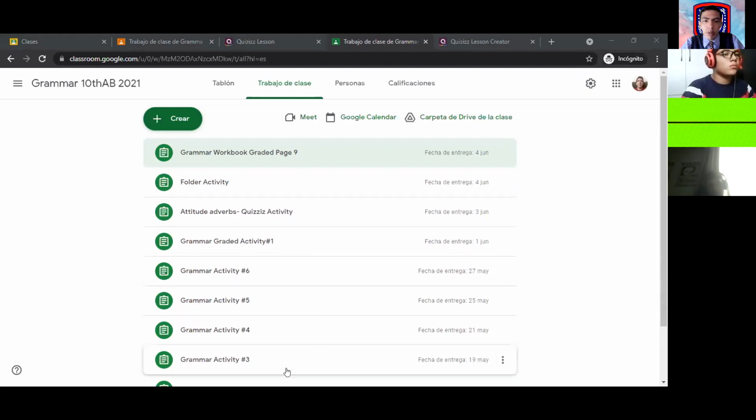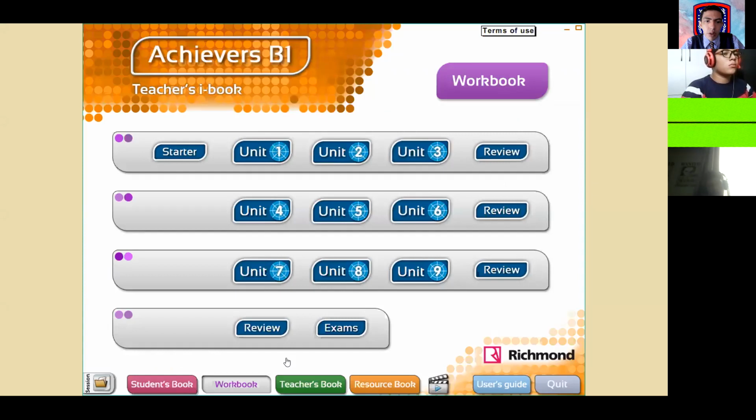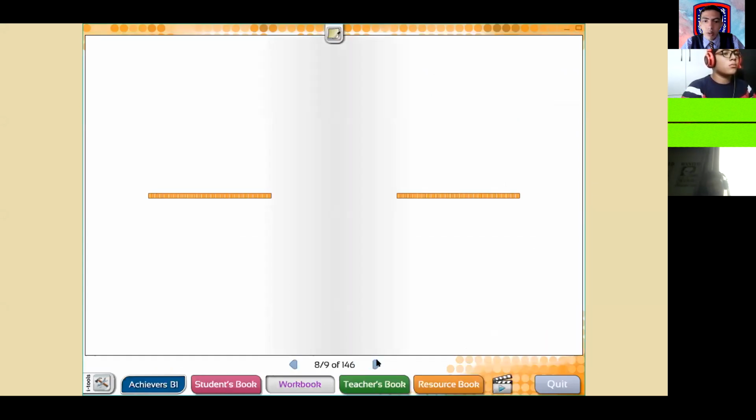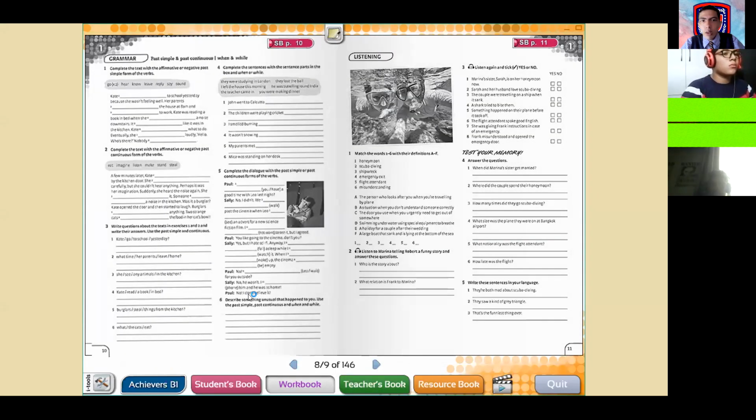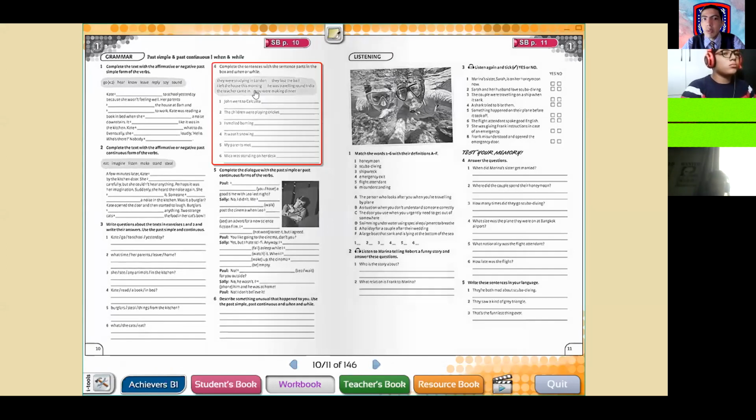So guys, let's start working right now. Remember, in the last class, we were checking basically workbook unit 1, and we started checking page 10. We were checking some contents about when and while. As I was explaining, the use of when is regularly associated with the use of past simple, and the use of while is associated with the use of past continuous.